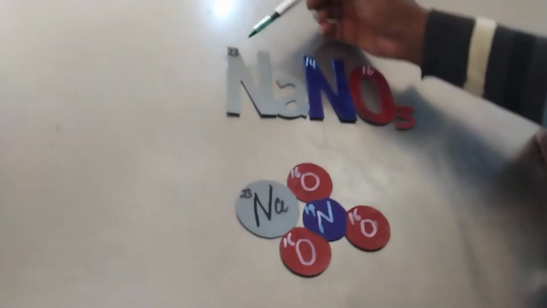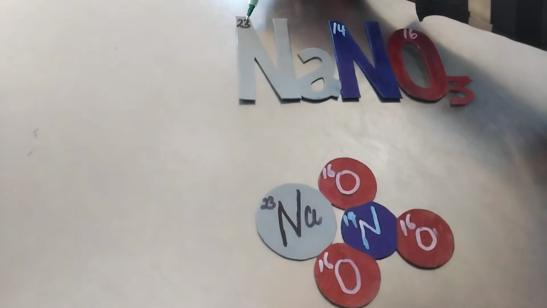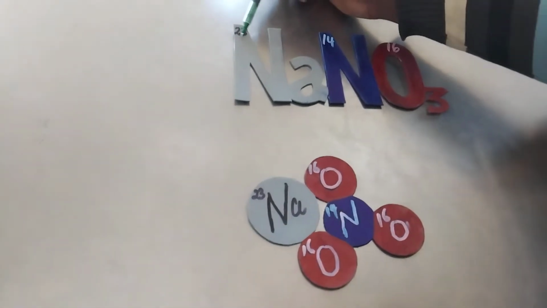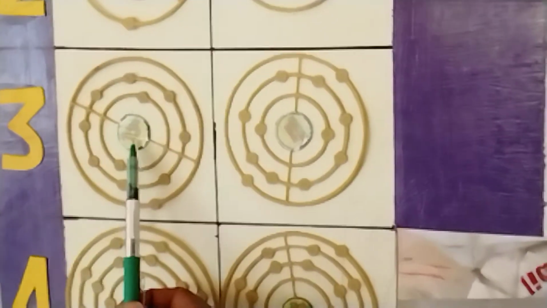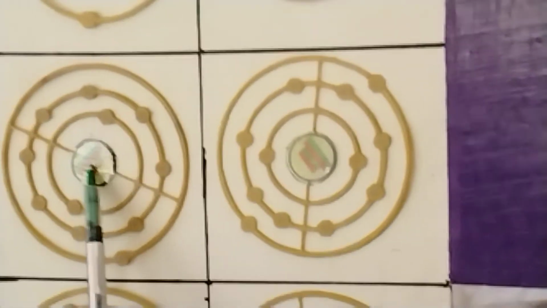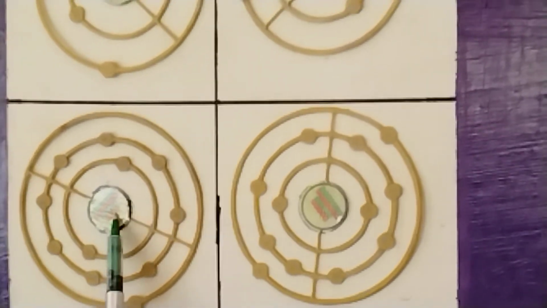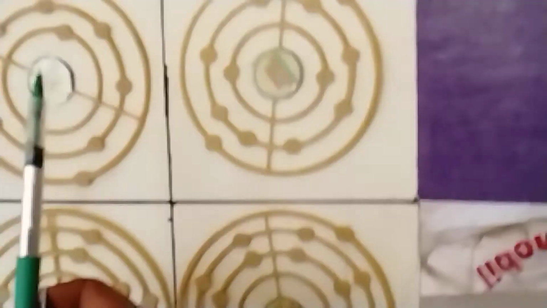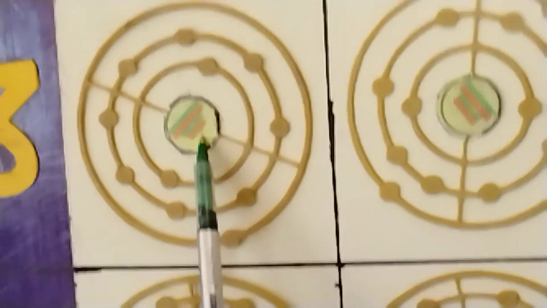Now, let us briefly look at these numbers. For this sodium, you see we have a number here which is 23. This is called a mass number. And if you look at our periodic table here, and at the nucleus, we have protons which are red and neutrons which are green. The total number of these is 23. Now this is what gives us the mass number.